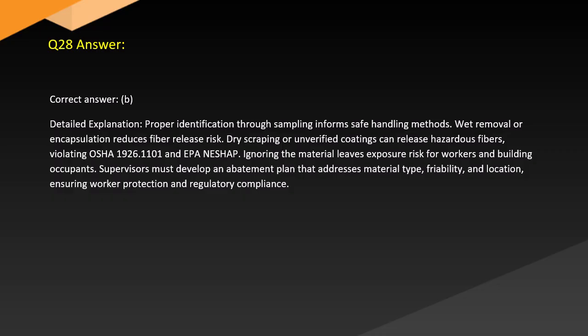Answer. Correct answer: B. Detailed explanation. Proper identification through sampling informs safe handling methods. Wet removal or encapsulation reduces fiber release risk. Dry scraping or unverified coatings can release hazardous fibers, violating OSHA 1926.1101 and EPA NESHAP. Ignoring the material leaves exposure risk for workers and building occupants. Supervisors must develop an abatement plan that addresses type, friability, and location, ensuring worker protection and regulatory compliance.